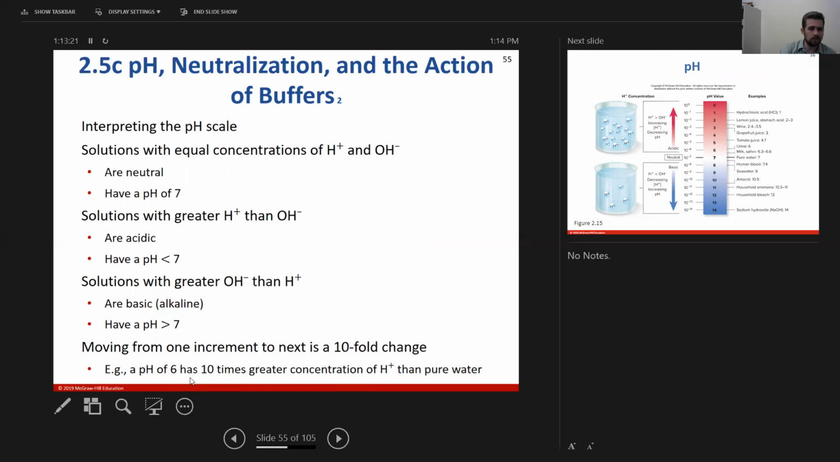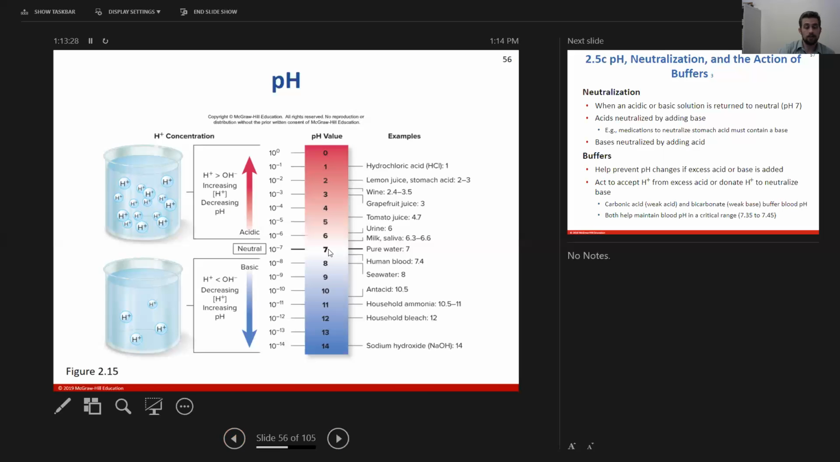So a pH of 6 has 10 times greater concentration of hydrogen ions than water. So every time, so 7, we're going to go to 6. That's 10 times more acidic than water is. And then here, going from 6 to 5, that's even more. That's 10 times more than 6. So 10 times 10 is 100. So that's going to be 100 times more acidic than water. And then again, we go to 4, 10 times 100. It's always 10 times more, right?